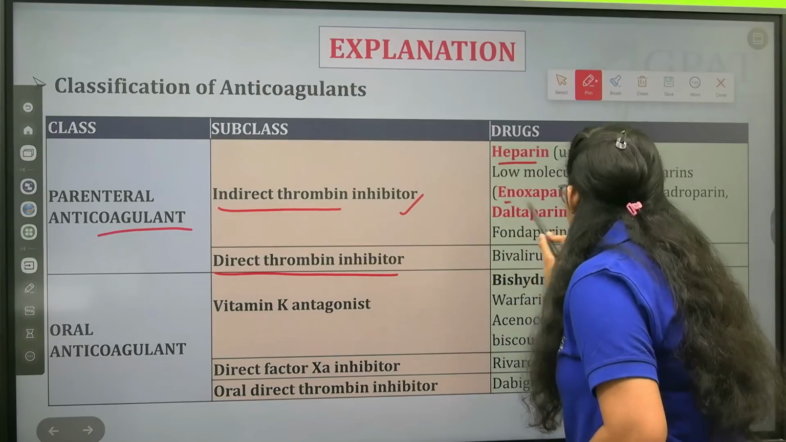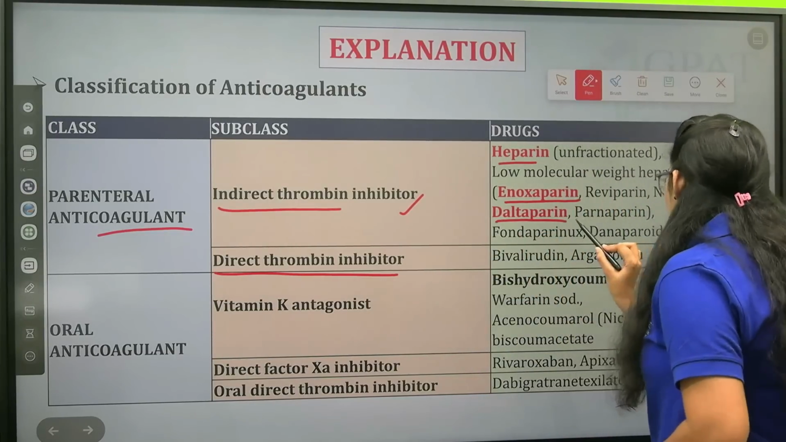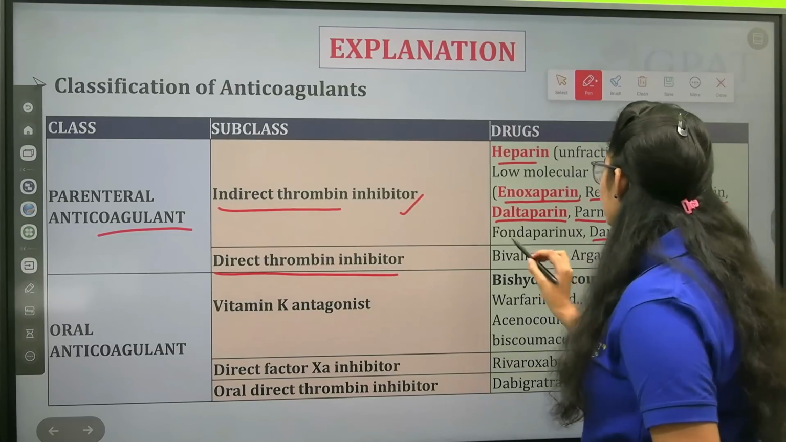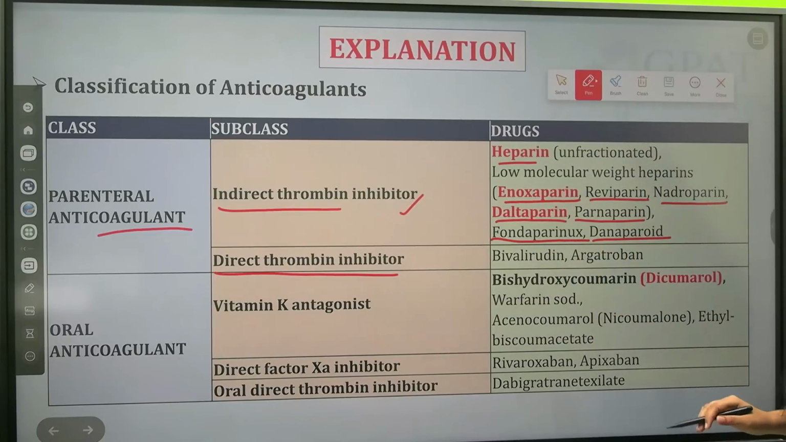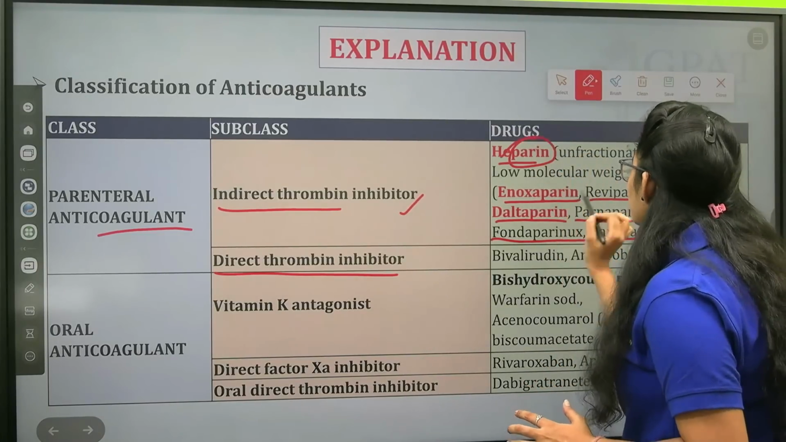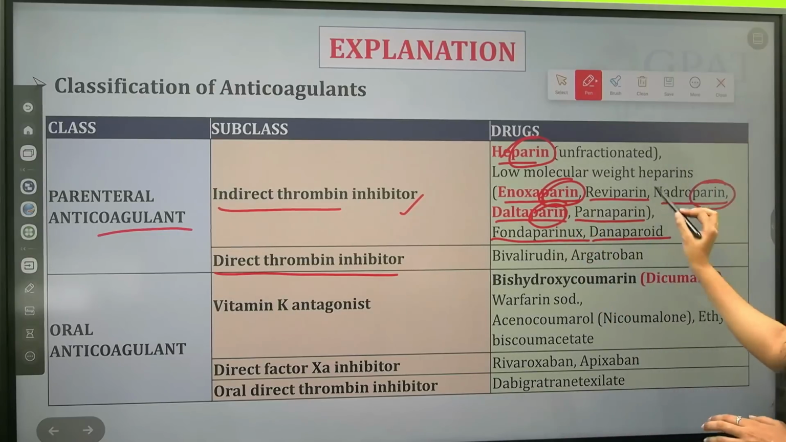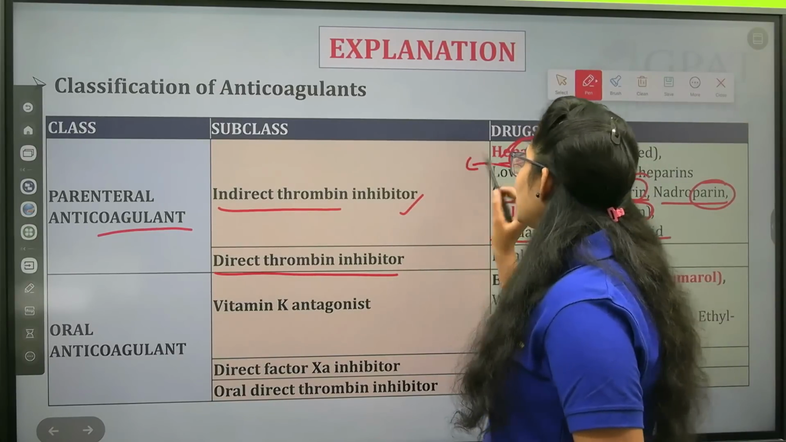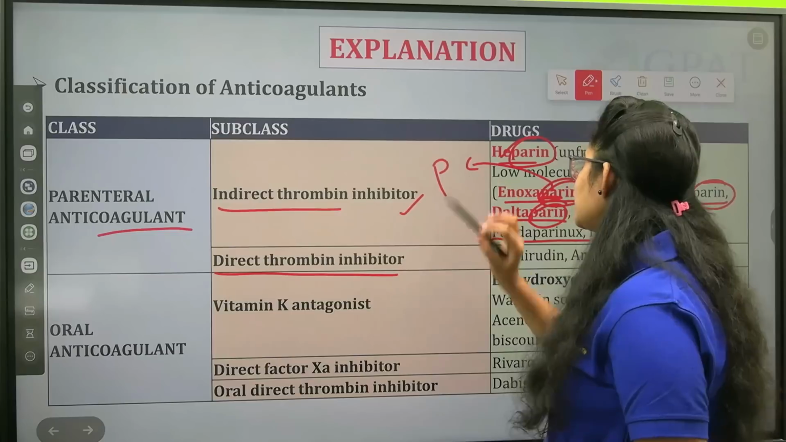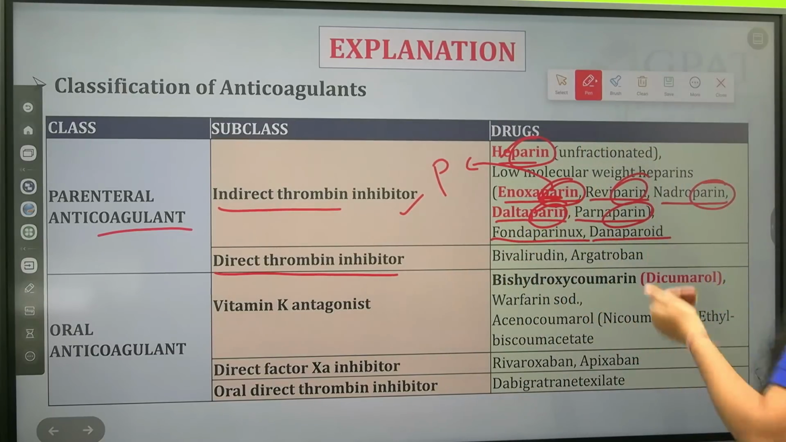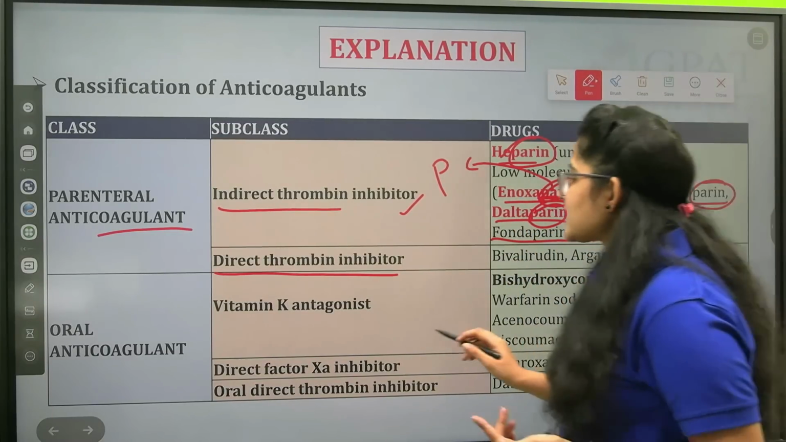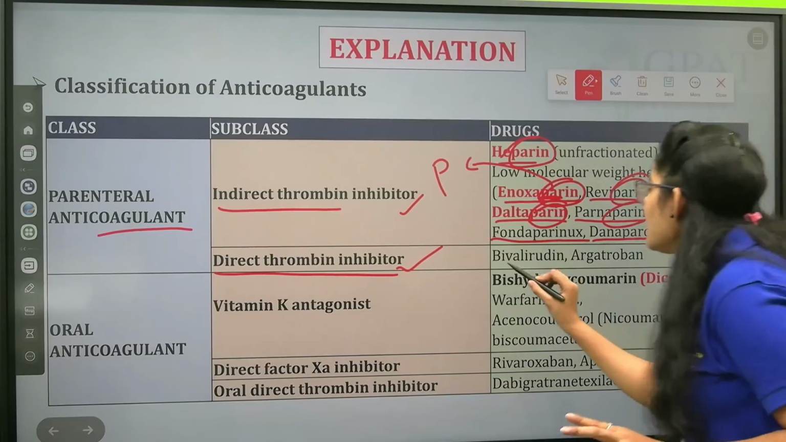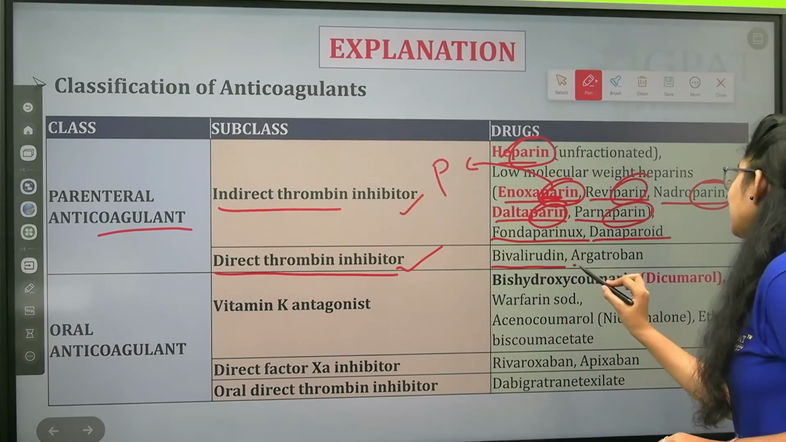Next is enoxaparin, dalteparin, tinzaparin, reviparin, nadroparin, danaparoid, and last is your fondaparinux. You can see a common thing: parin, parin, parin, parin, parin. Everywhere you can see the word parin. From parin you can understand that it is a parenteral drug. Clear? Okay. Next is your direct thrombin inhibitor that contains two drugs, that is bivalirudin and argatroban.